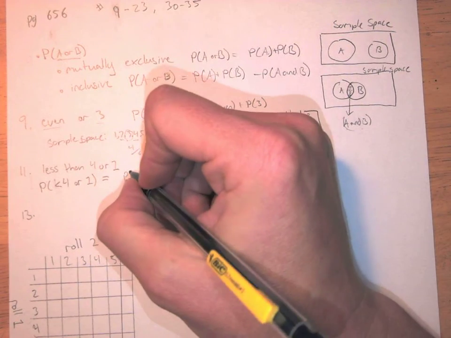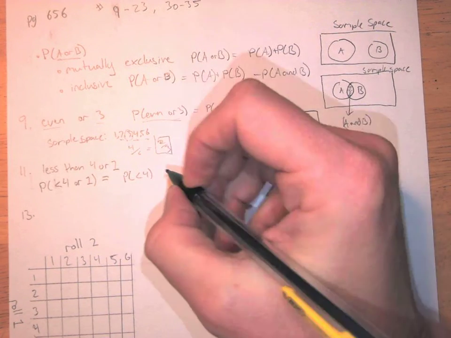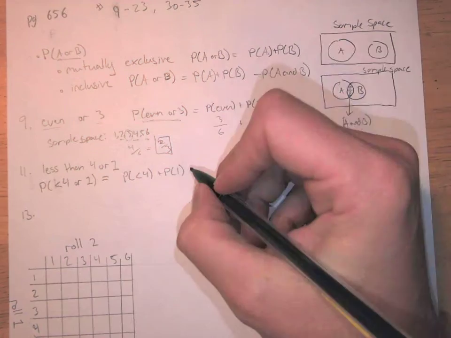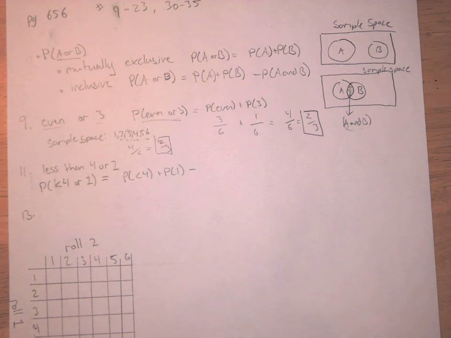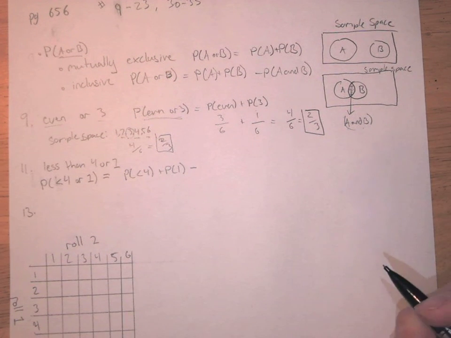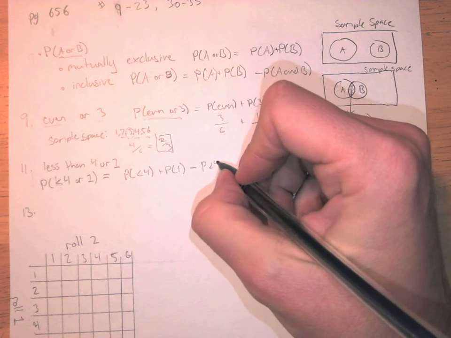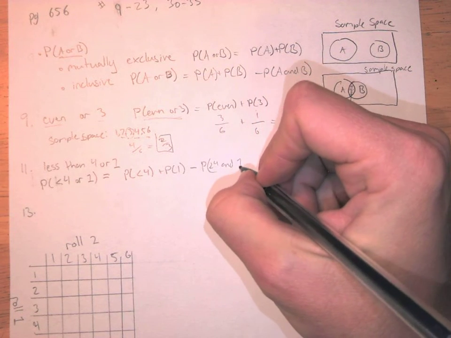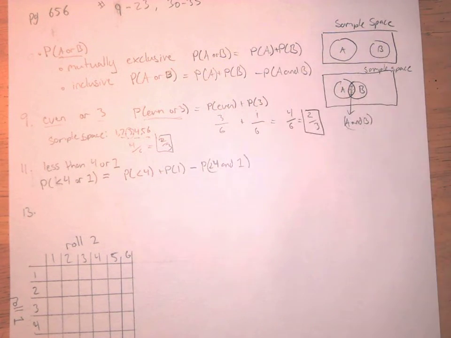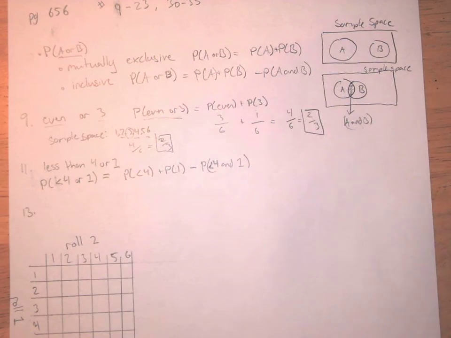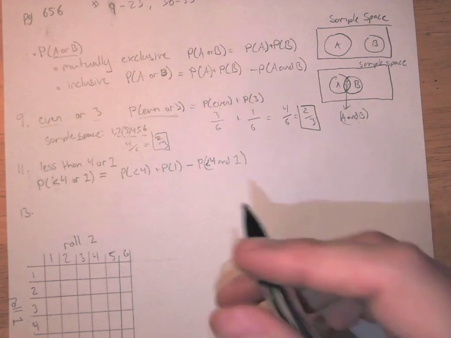So this would be the probability of less than 4 plus the probability of 1, but then we have to subtract out the probability that they both happen at the same time. So how do you get less than 4 and 1 at the same time? That would just be getting the 1 again, basically. Okay, so probability less than 4.